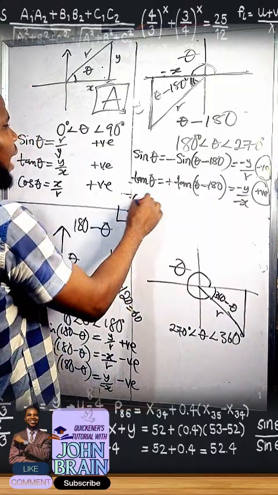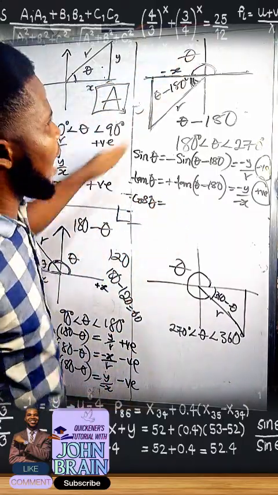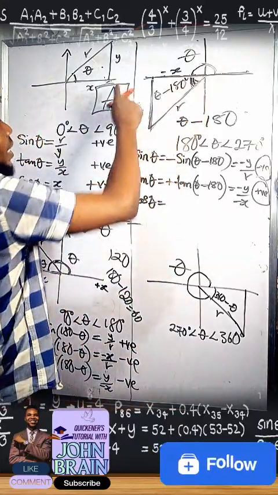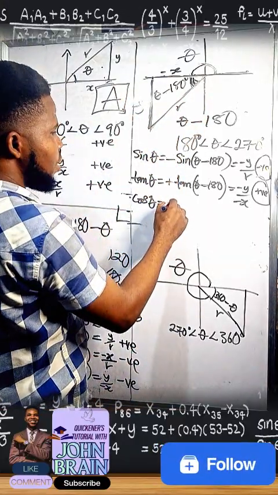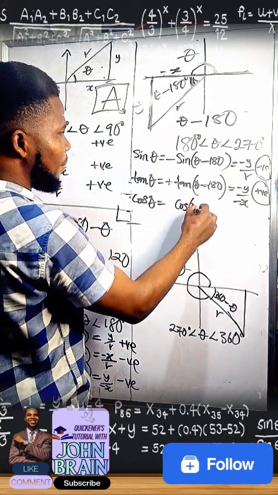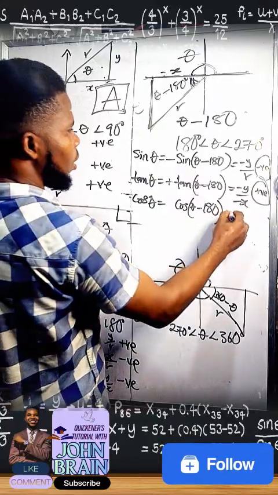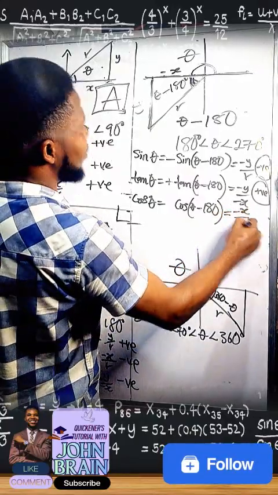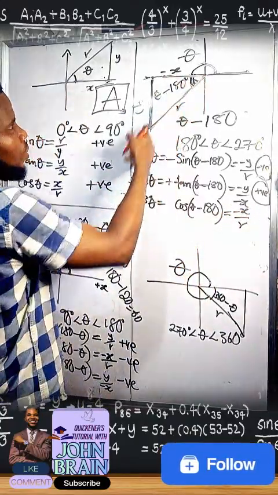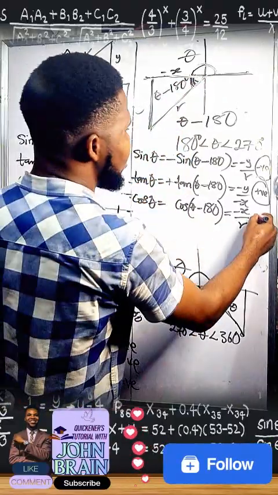So we have cos theta. Let's do for cos theta. Cos theta is adjacent over hypotenuse. This is adjacent, negative x. So let's break it up. So we have cos of theta minus 180 degrees. Alright? That's the one. Minus x over r. That is minus x over hypotenuse. Adjacent over hypotenuse. So minus x over r, that is negative.